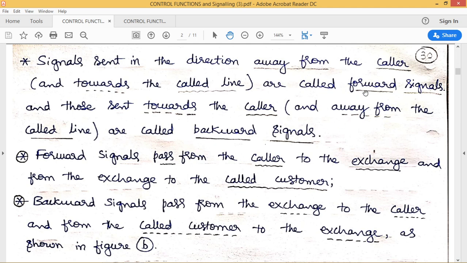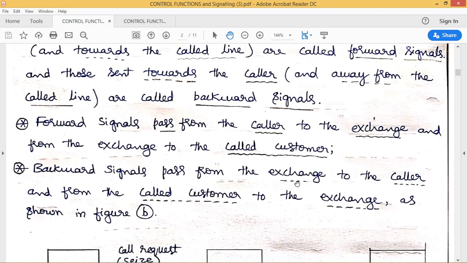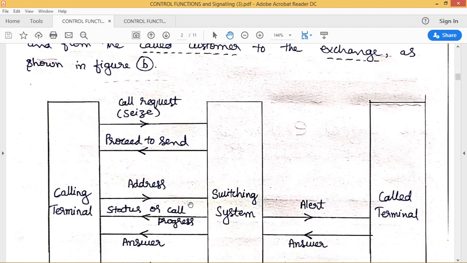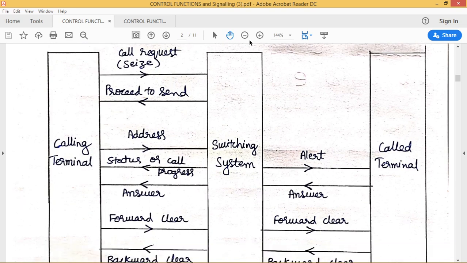So basically we have two types of signals, forward signals and backward signals. Generally the forward signals pass from the caller to the exchange and then to the called customer. Of course, the backward signals pass from the exchange to the caller, and from the called customer to the exchange. And we will see how signal exchanges take place with the help of this block diagram.